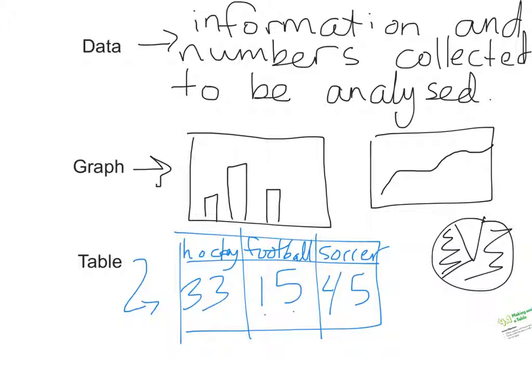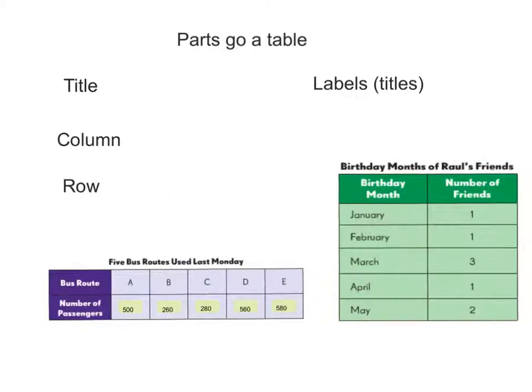So you can use a table in a lot of different ways, but the difference between a table and a graph is that a table just gives the pure data, and a graph uses a picture, some kind of graphic organizer to display the data. So here are 2 examples of tables, and we're going to talk about the parts of the tables and the vocabulary that goes with them.